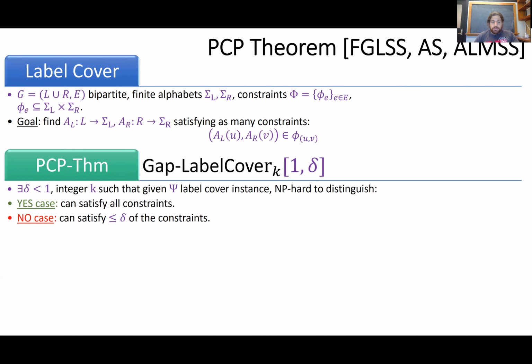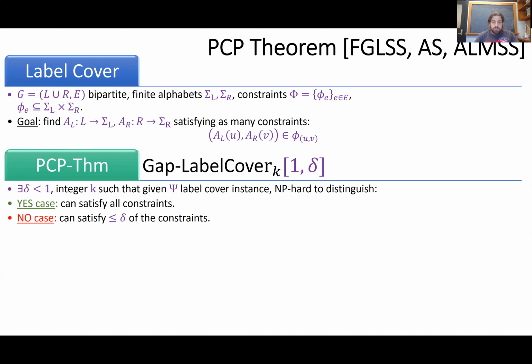The theorem asserts that there exists an absolute constant delta less than 1, as well as an integer k, such that if I give you a label cover instance psi with alphabet sizes at most k, it's NP-hard to distinguish between the case that you can satisfy all of the constraints of psi and the case that you can satisfy at most a delta fraction of the constraints of psi.